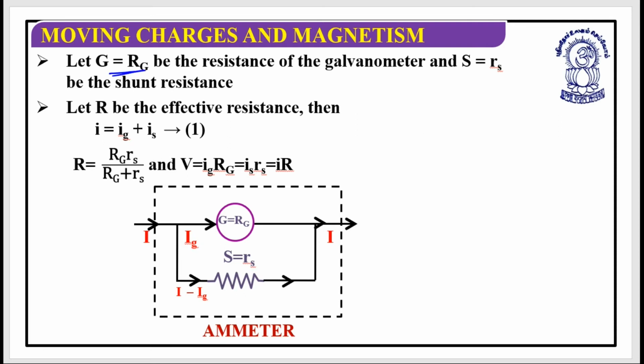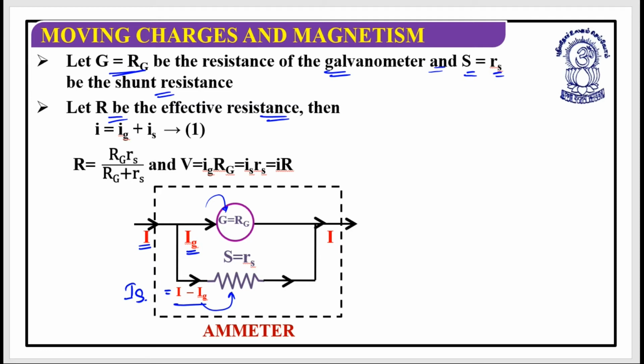So let G be equal to Rg. It's the galvanometer resistance. And S is the Rs, that would be the shunt resistance. So capital R would be the effective resistance. Then this is the total current I, and the total current I could be divided into two parts. One is the Ig, another is the shunt current, which can be represented as I minus Ig. So Ig is the current that has been passed through this, and I minus Ig is the current that has been passed through this.